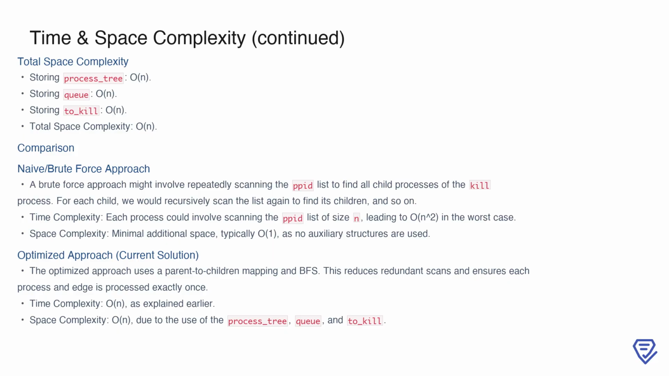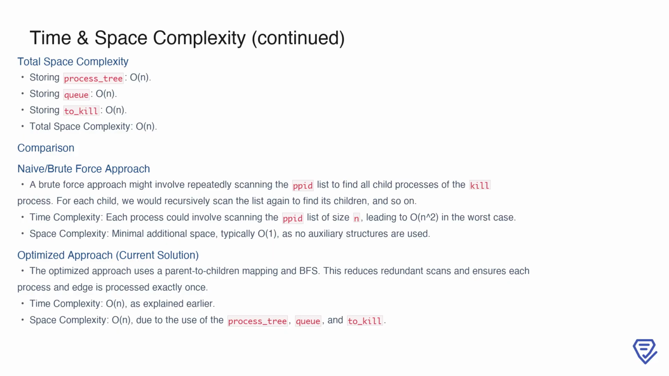Now, let's compare this optimized solution with a more naive approach. In a brute force method, we might repeatedly scan the pid list to find all children of the kill process. For every child found, we would recursively scan the list again to locate their children, and so on. This repeated scanning results in a time complexity of O(n²) in the worst case, as each process could trigger a full scan of the list. The space complexity of the brute force approach, however, is minimal, typically O(1), since no auxiliary structures are used.